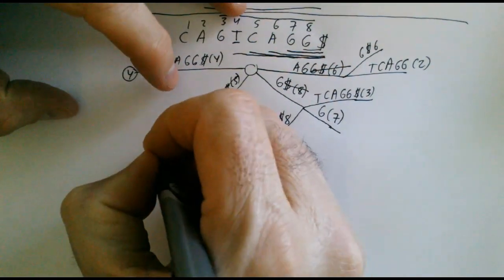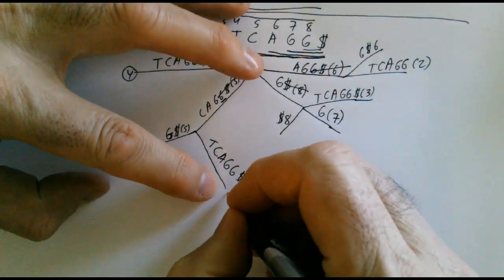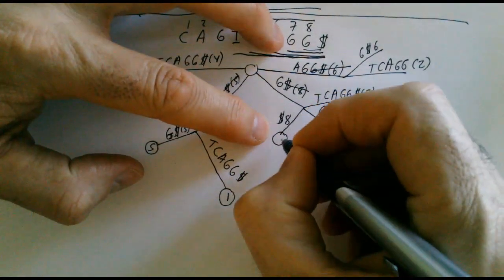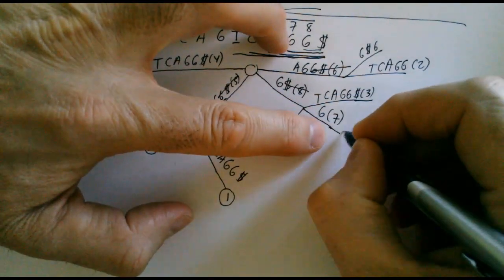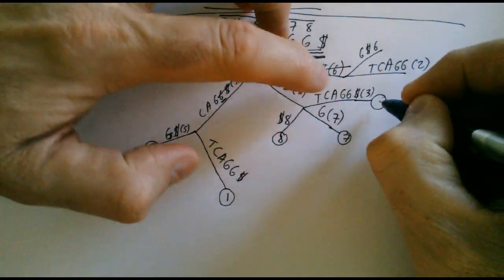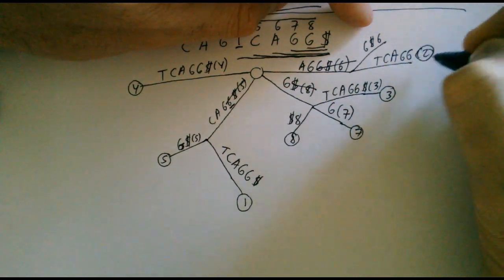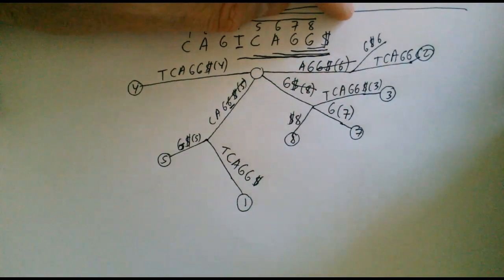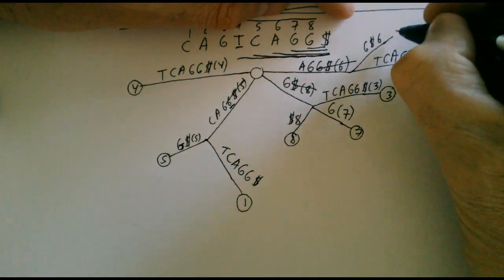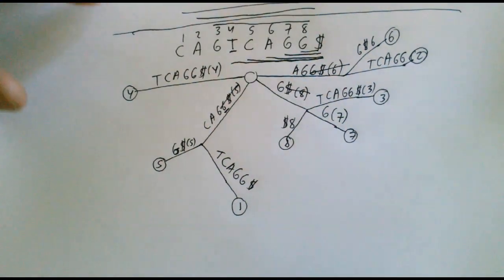So obviously this one is a 4, this one is the 5, this one is the 1, this one is the 8, this one is the 7, this one is the 3, this one is the, I'll just make it a little ball, 2, and you'll see that this one is the 6.